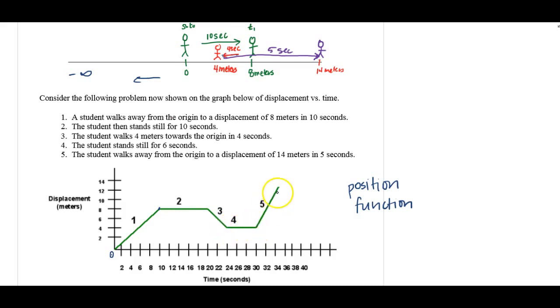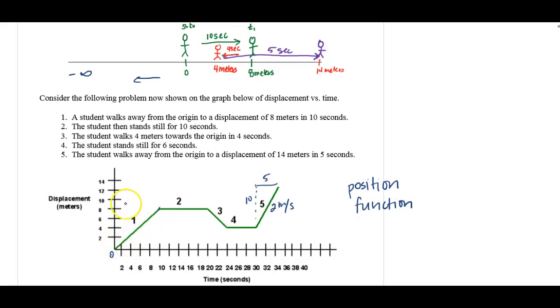And then at the end, my slope is pretty steep and positive. So I'm moving to the right because my slope is positive, and I'm moving a little bit faster than I was over here because my slope here is steeper. My rise here is 10, and I'm going in a total of 5 seconds. So rise over run, 10 over 5, is going to be 2 meters per second. That is the slope right here: 2 meters per second.